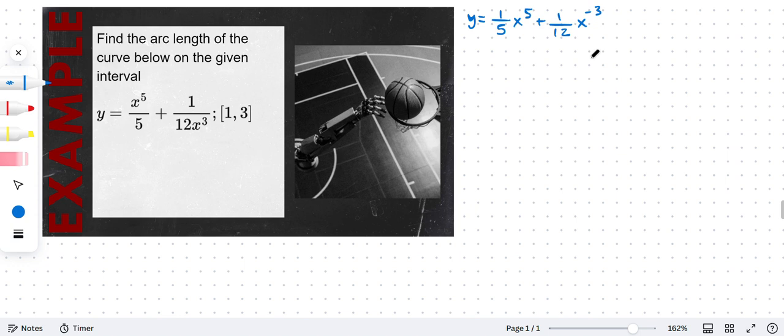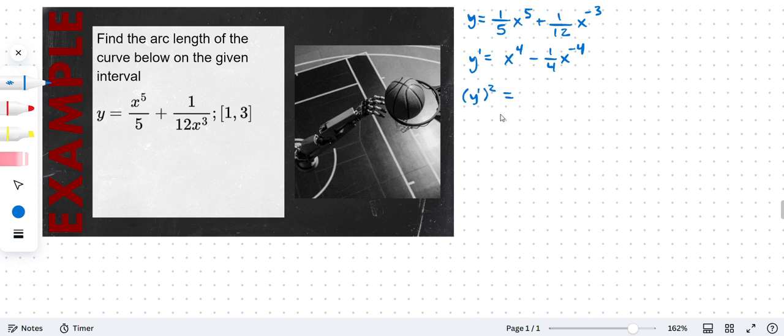So now we just take the same process that we had a second ago. We'll start with our derivative. So drop our 5, that's going to cancel. We're going to get an x to the fourth. Drop our -3. -3 over 12 is going to give us a -1/4. And then this is going to be x to the -4th. And this is what makes this one a little bit goofier than the other one, because we have x to the fourth and x to the -4th. It's nothing that we can't handle. It's just a little ugly.